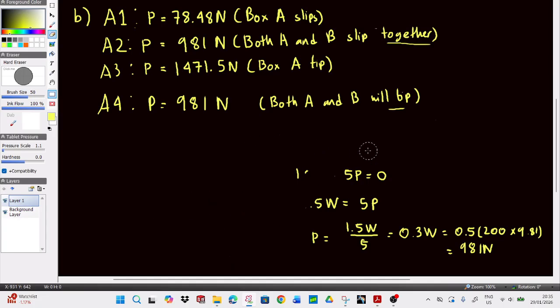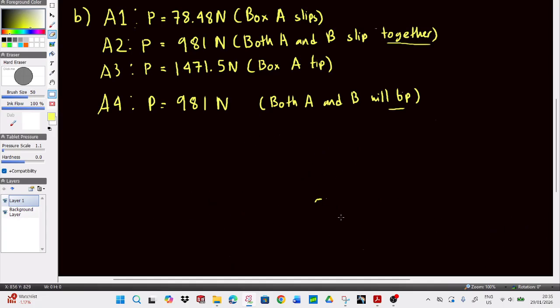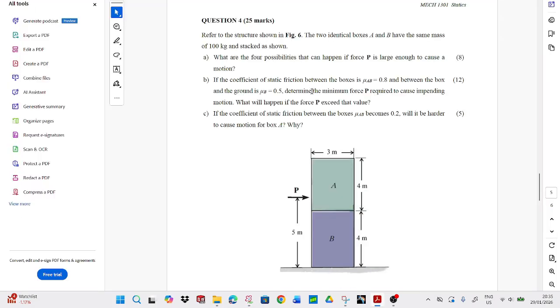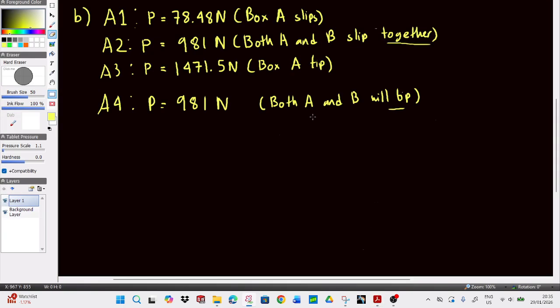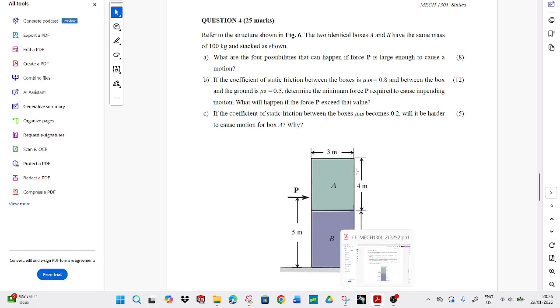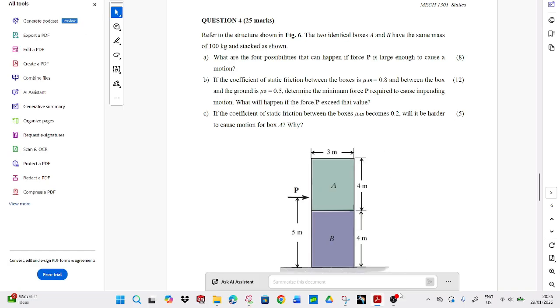Now let's look at what the question is really asking for. The question is asking to determine the minimum force P required to cause impending motion. So what is the minimum force that's required for A and B to move? The answer is assumption 1, where box A will only slip. That's basically the minimum force required. So your P, to three significant figures after all that calculation, is 78.5 newtons. This is the minimum force required, and the question asks what happens if force P exceeds that value.